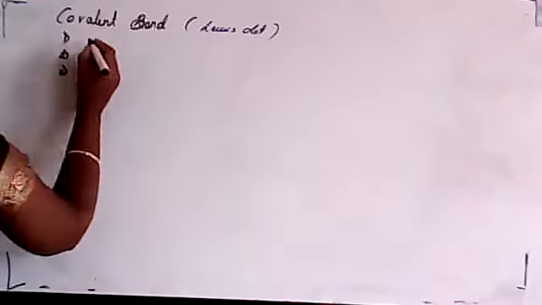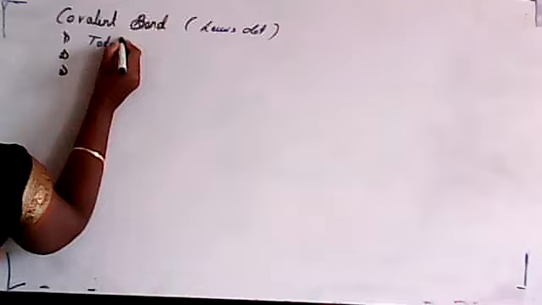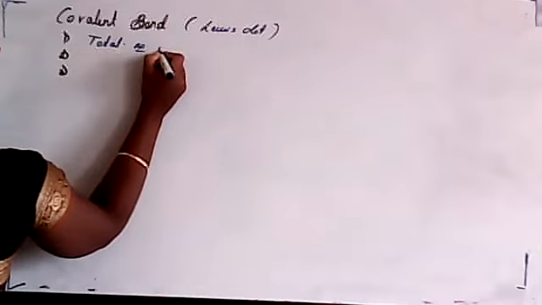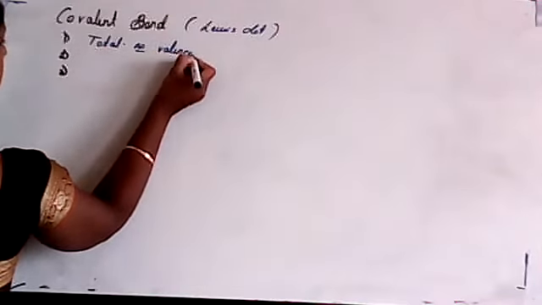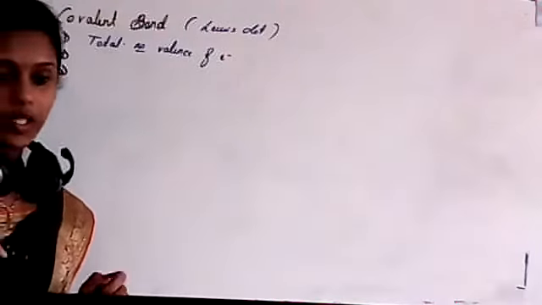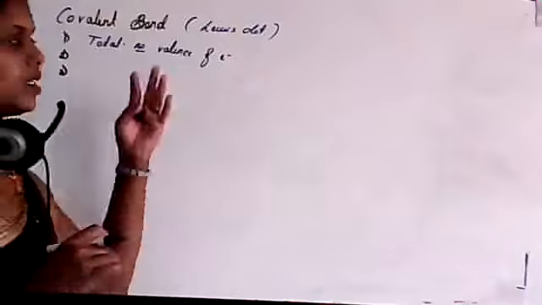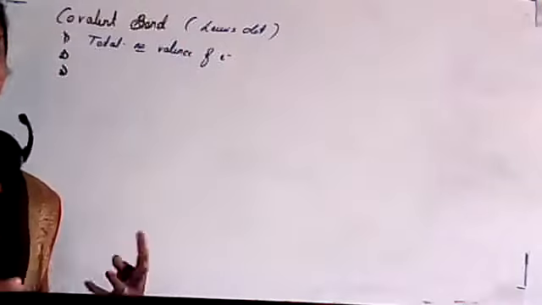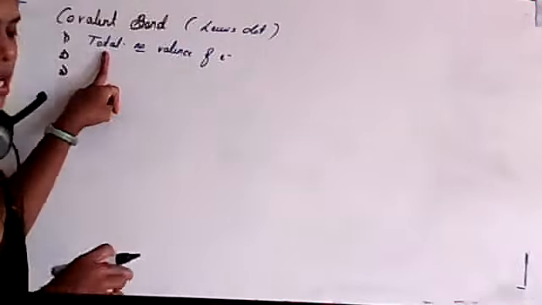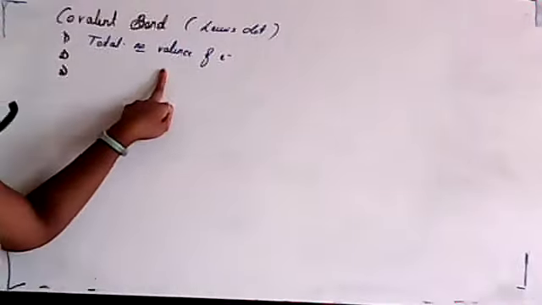First step, you have to find the total number of valence electrons. If there are 4 atoms, in that case we have to consider the valence electrons of all 4 atoms, and then add them. Clear? So in the first step, the total number of valence electrons is found by adding the valence electrons of the combining atoms. Clear? Yes. Next one.